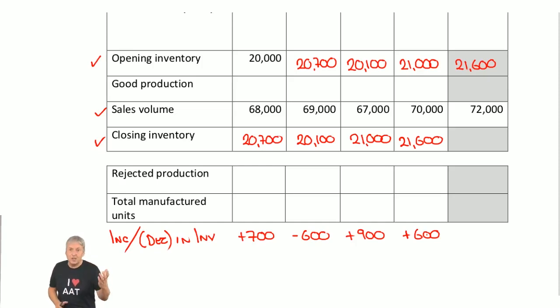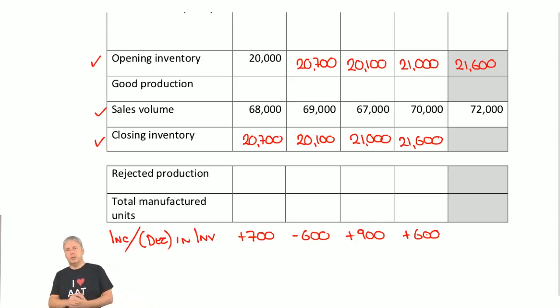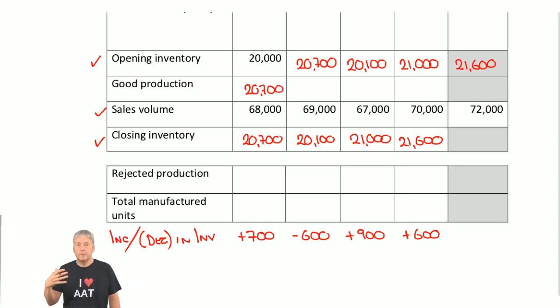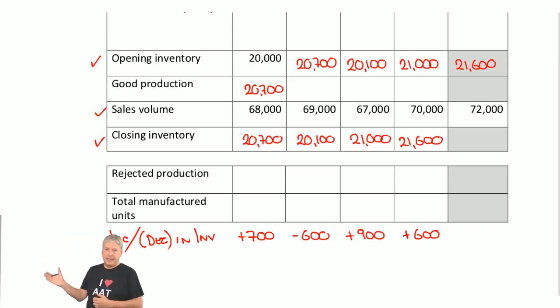Now, once we've got this increase or decrease, what can we say? If there is an increase in inventory, what does that mean? Does that mean that we need to produce more or less? I can hear you all shouting and screaming at the screen that we must produce more. So we add 700 and we see that we must produce 20,700 in order to both fulfill the sales that we need and any change in inventory.